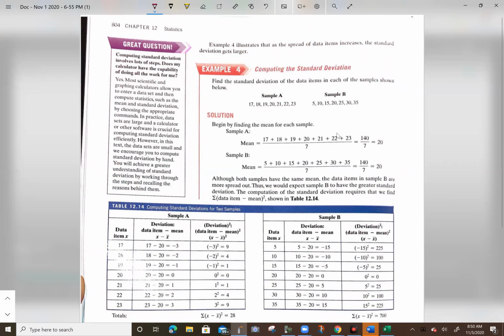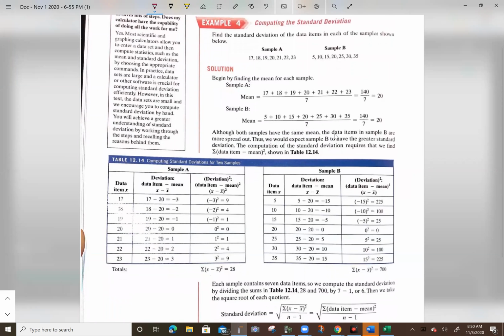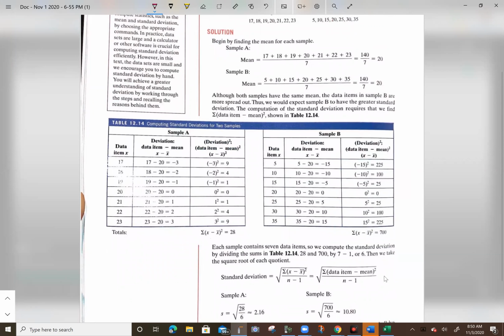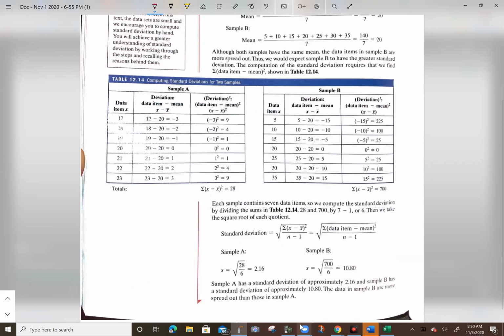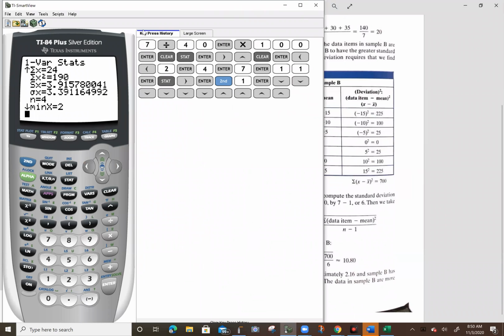All right, so example 4, it looks like it's doing it again by hand. And it is using these two sample A and sample B numbers. So let's practice. I can practice this again with you, putting them into the calculator.